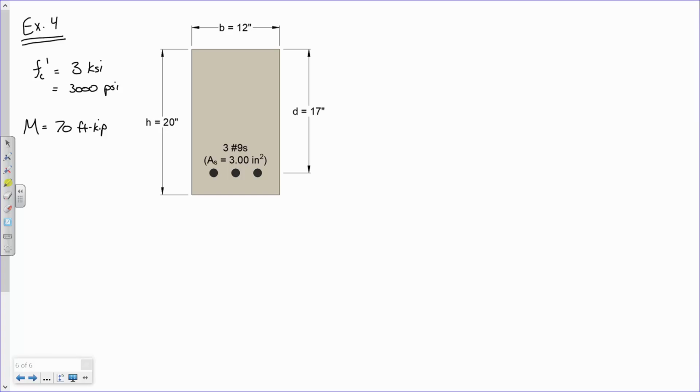Imagine if this was a simply supported beam with so many pounds per foot on it, and you draw your shear diagram, draw your moment diagram, and that maximum bending moment is 70 foot-kips. That's how much moment we are putting on the section, okay? And what I want to do is determine first off whether or not it has cracked, and if it has cracked, how do we handle that, okay? Make sense? Everybody okay with that? So first thing I'm going to do is determine the cracking moment over here.